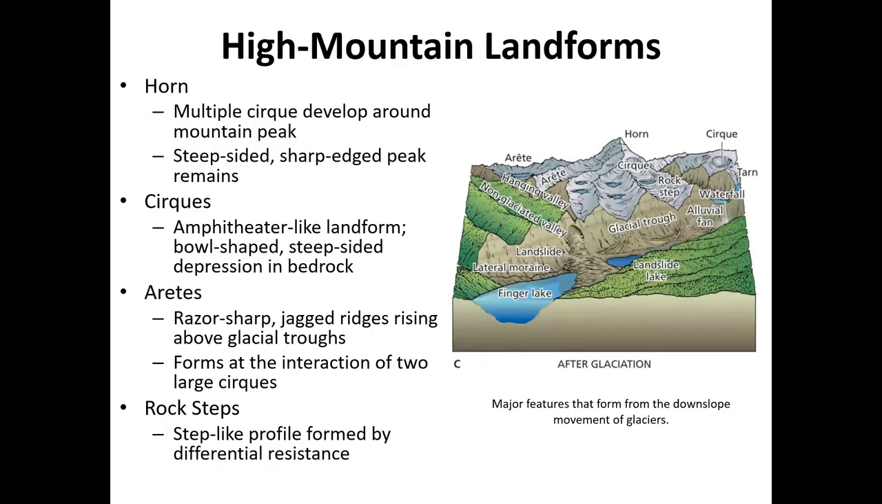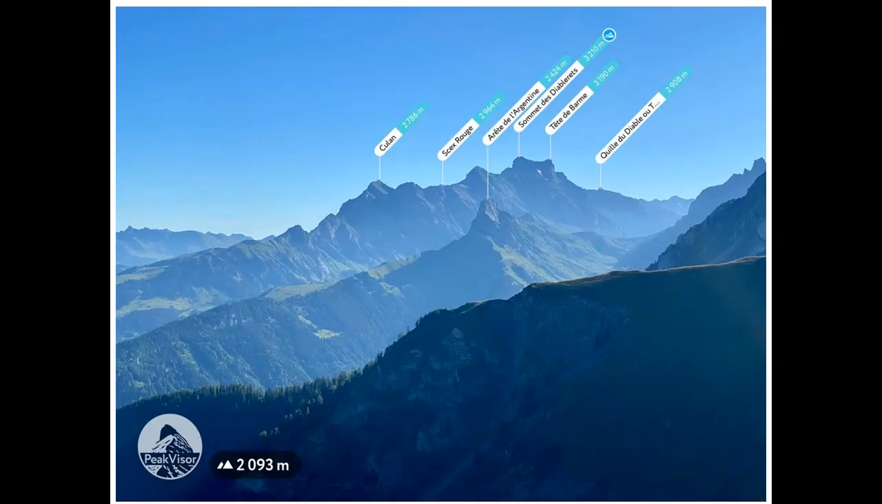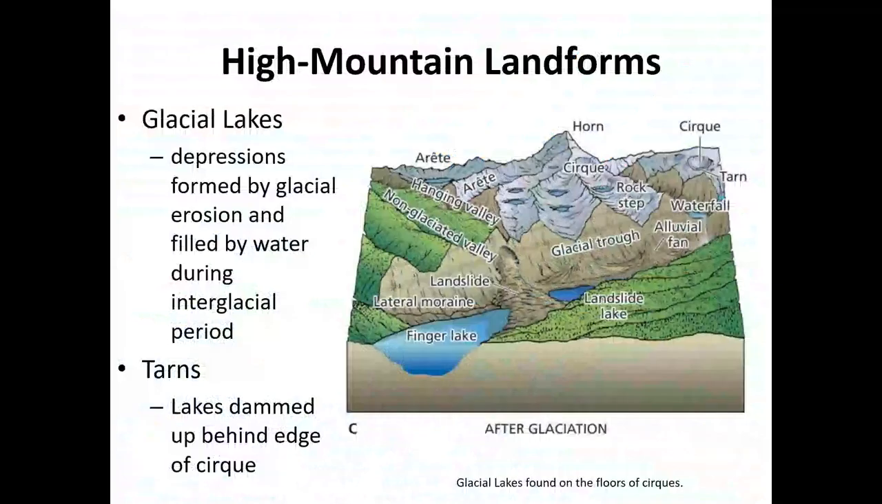So here are some examples of arêtes. Arêtes are razor-sharp, jagged ridges rising above glacial troughs. These are some arêtes that are in South America. And as you can see here, you have these mountains and these very sharp peaks. Those are sharp because they were carved by glaciers. And these are different ones in the southern hemisphere in the Andes Mountains. So again, this is more information on landforms caused by glaciers.